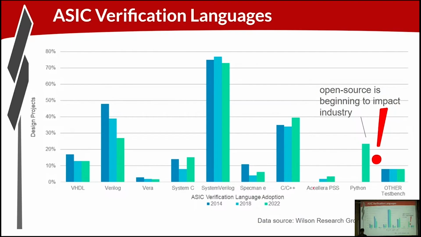PSS is the portable stimulus standard that I was mentioning. And I think the most interesting one here is this bar, which is Python. So what is it, CocoTB, I guess. Open source, right? All the rest of these are commercially driven. This is the impact open source is having, right? It was 0 in the last 2 surveys, and now it's a substantial bar. So the trend line here is pretty astronomical. Hard to project from one data point, but I think it's telling.